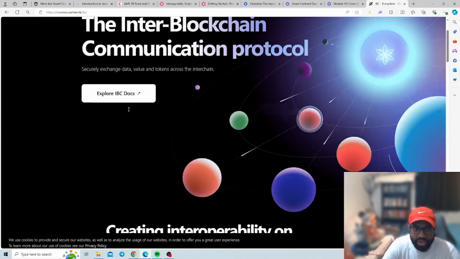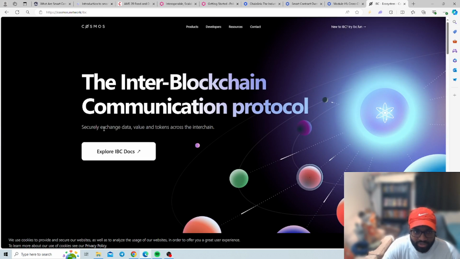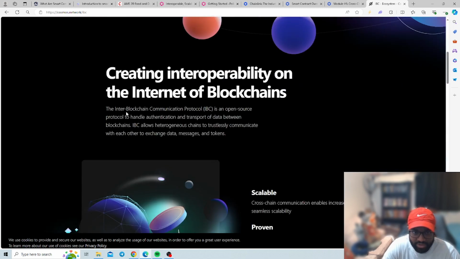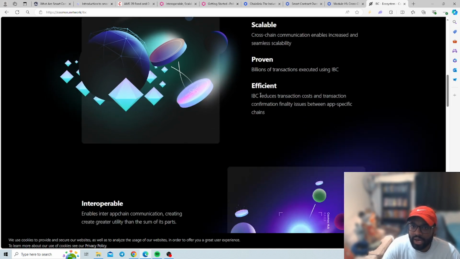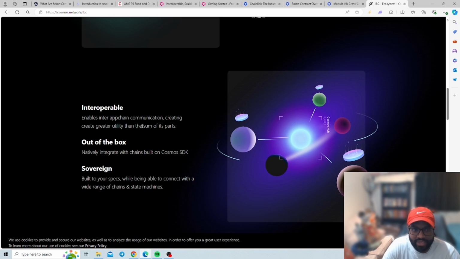So let's look into IBC, the inter-blockchain communication protocol, to securely exchange data and value tokens across blockchains, creating interoperability in the internet of blockchains. The inter-blockchain communication protocol is an open source protocol to handle authentication and transport of data between blockchains. IBC allows heterogeneous chains to communicate trustlessly with each other to exchange data, messages, and tokens. It's scalable. Cross-chain communication enables increased, seamless scalability. Billions of transactions have been executed using IBC. IBC reduces costs, and finality issues between app chains are resolved, making it interoperable.